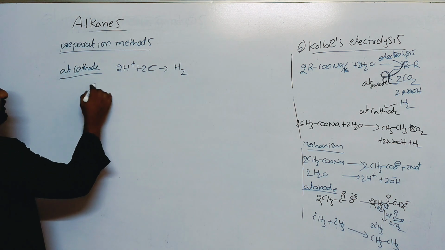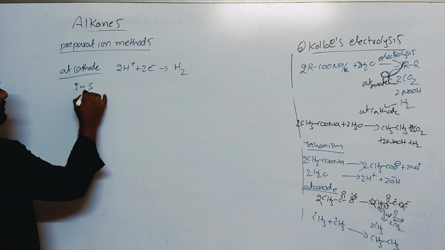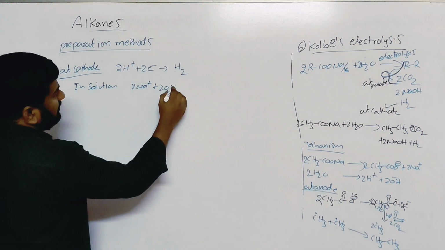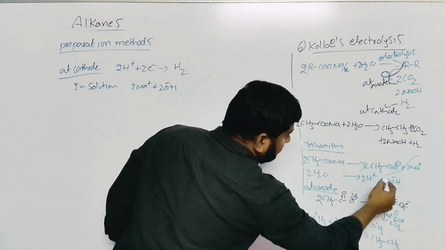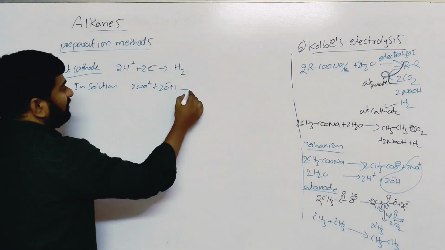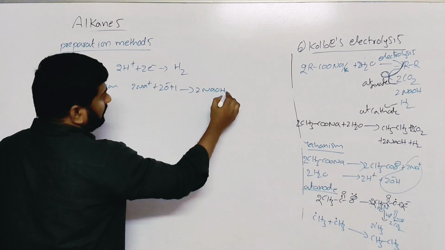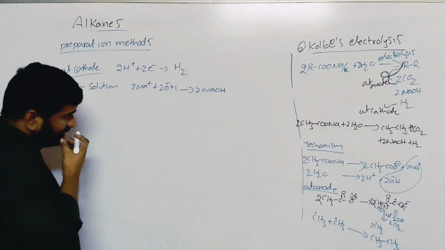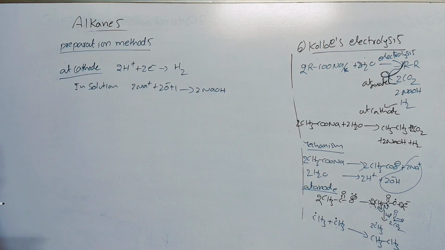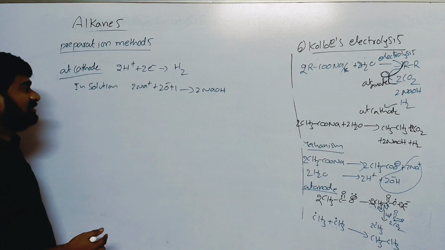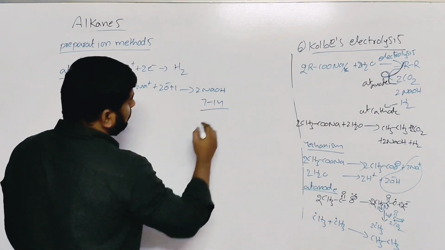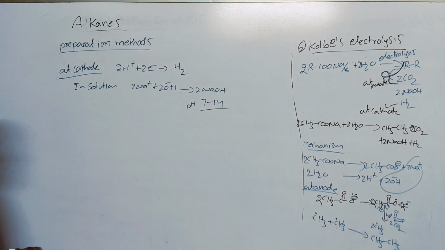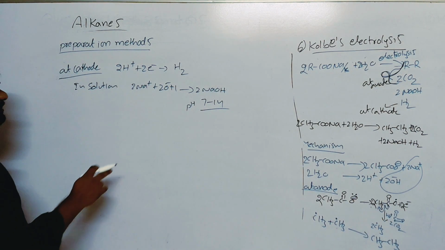Now in the solution, 2 Na+ ions and 2 OH- ions are left. These two combine to give 2 moles of NaOH. This is a strong base. Since a base is formed, the pH of the solution will increase. Base pH values range from 7 to 14. That's why during the electrolysis, the pH of the solution increases due to the formation of a strong base.